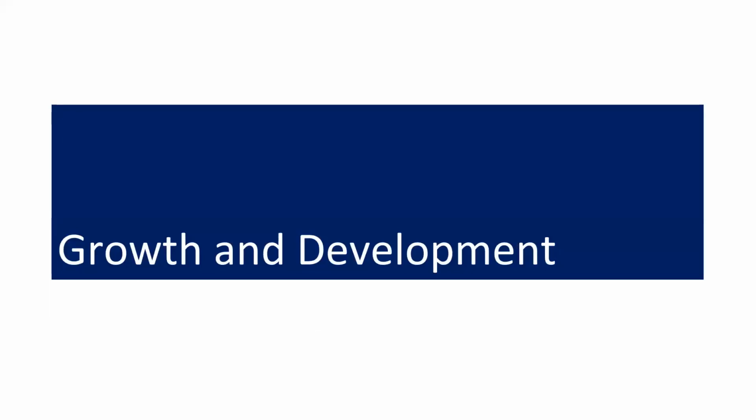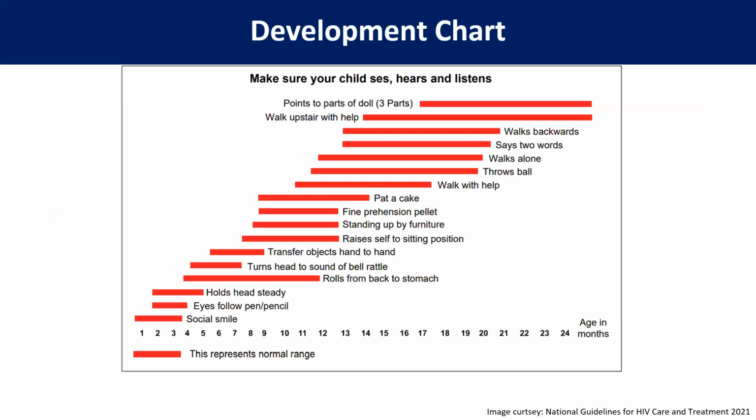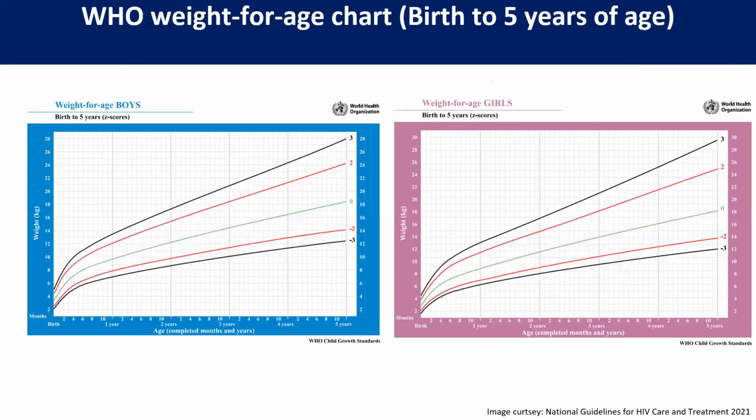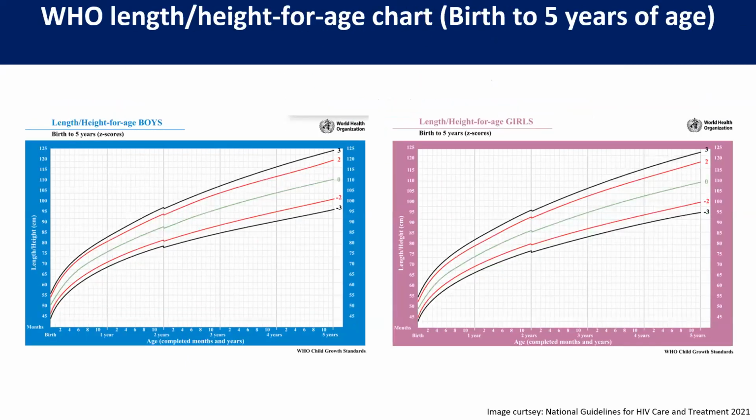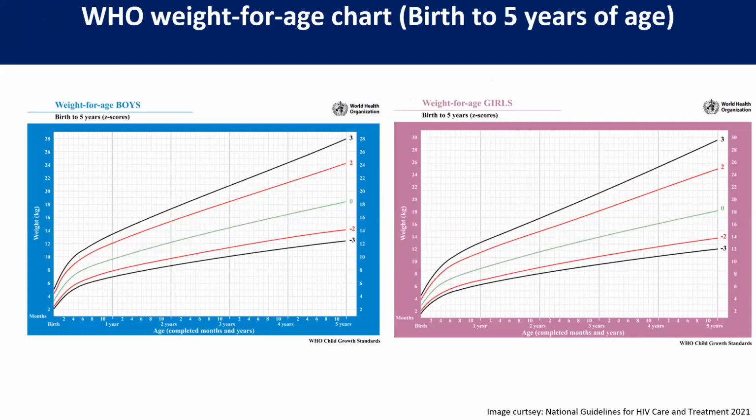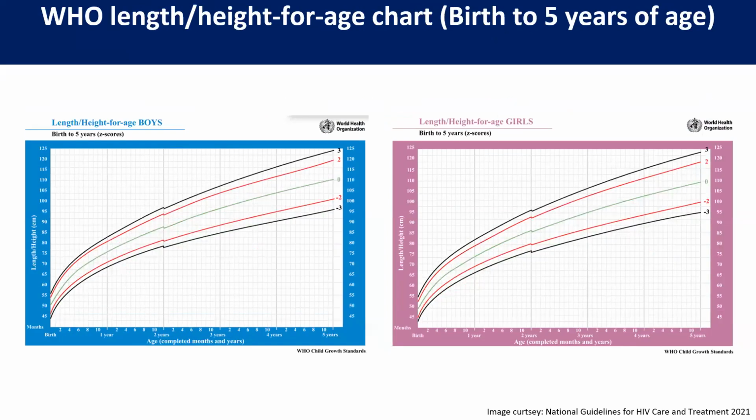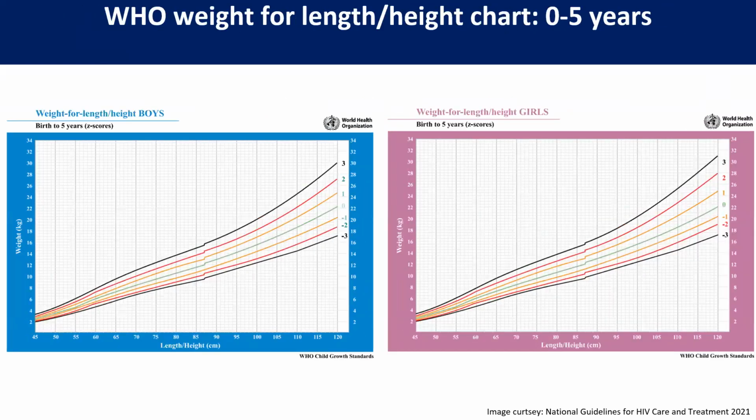The next component of care of these children is growth and development. We all know this Trivandrum developmental chart. We can use this developmental chart for assessing the development. This is available with your white cards also. So these are growth curves. You need to plot the weight of these children on these growth charts, blue for boys and pink for girls. And length or height for these children should also be plotted on these growth curves. And weight for length should be plotted on these charts. We can track their growth over a period of time.